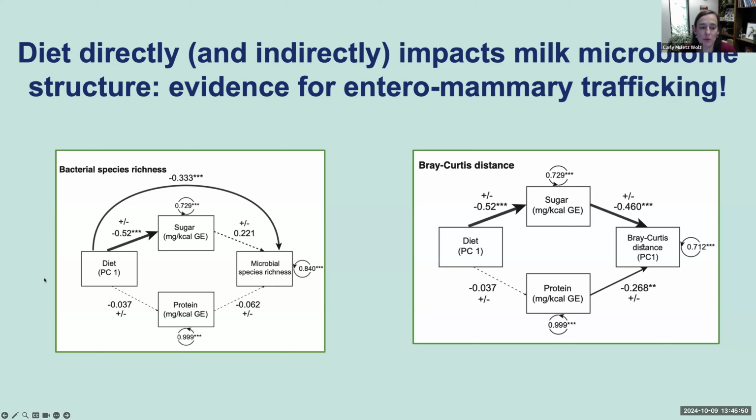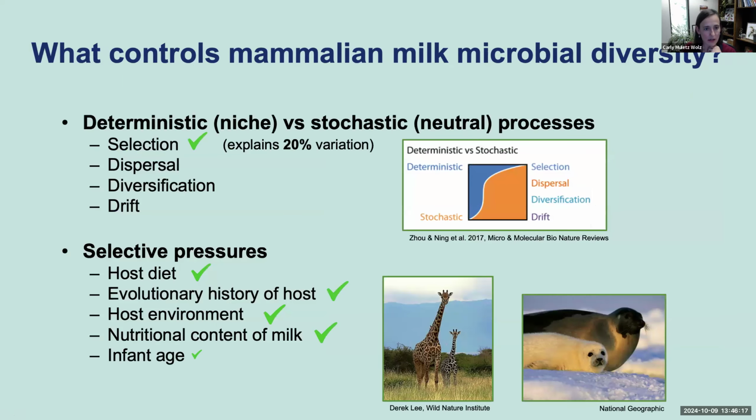So for species richness, we saw that diet was directly impacting microbial richness. With that being that herbivores had higher richness and higher richness in their milk, having some evidence for enteromammary trafficking. And then we found for the composition that diet was indirectly impacting composition through its direct impact on sugar.